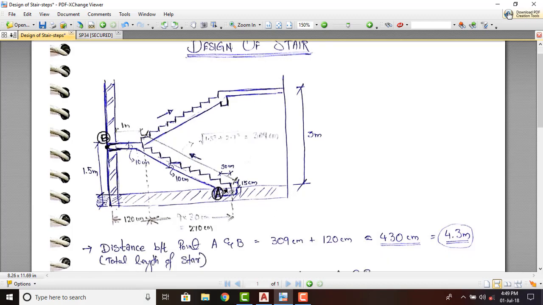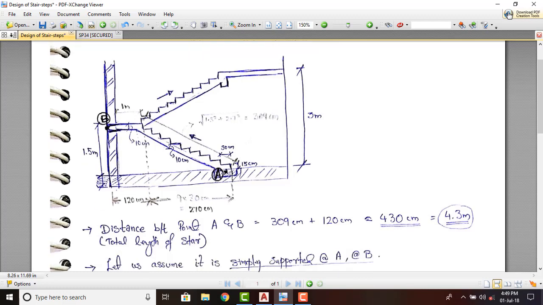So in this staircase, we have considered two flights of stairs. That is, this is the first flight and this is the second flight. In the second flight, the staircase is supported on a beam, and in the first flight, the staircase is supported on a footing, and in between the staircase will be supported on the wall.